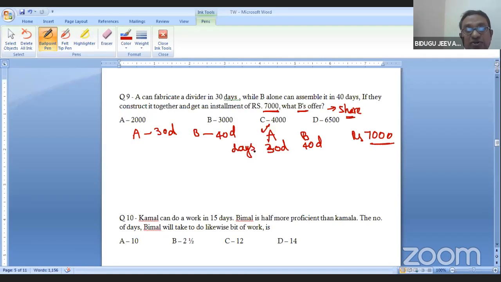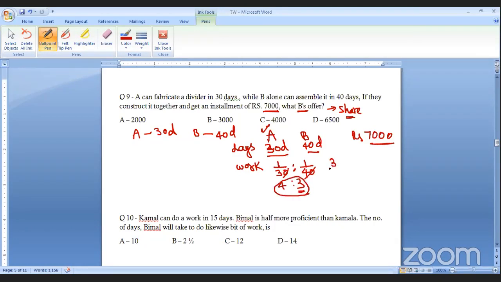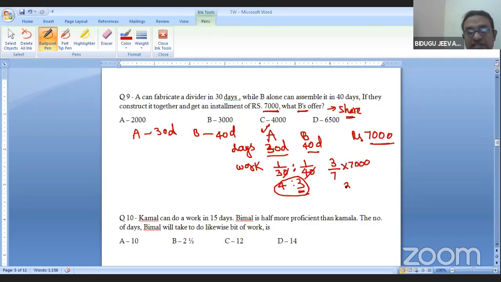Now, the amount is not shared according to the days. So let us write the work. A's 1 day work is 1 by 30, is to B's 1 day work 1 by 40. Cross-cancel, it is 4 is to 3. Now we can share. So B gets 3 parts out of 7, which is 3,000 out of 7,000. So your answer is 3,000.